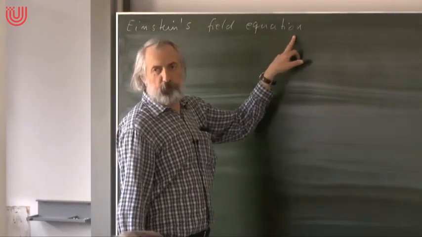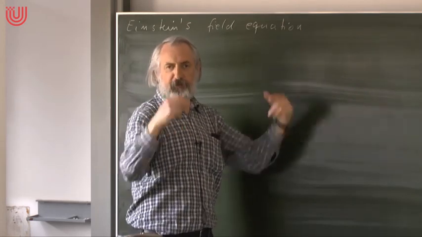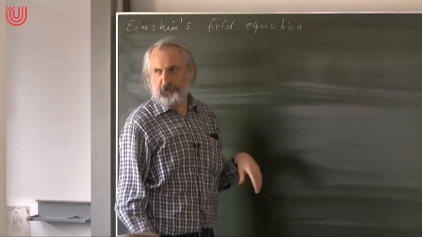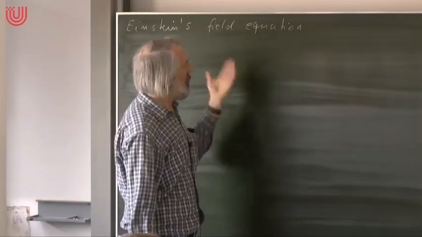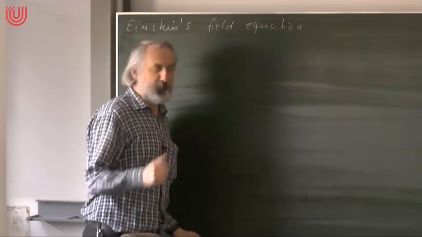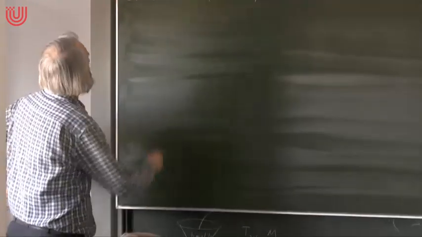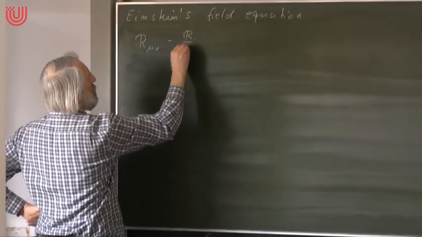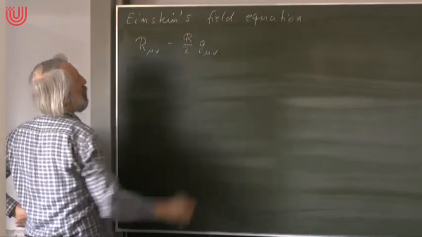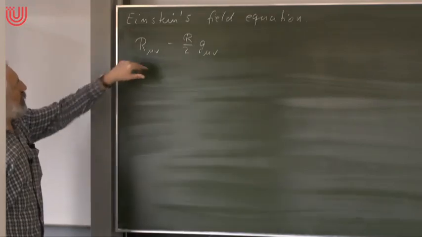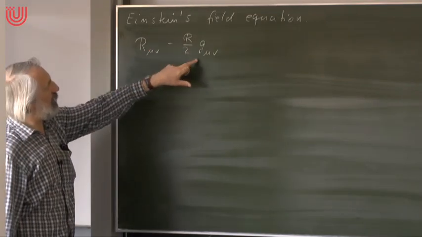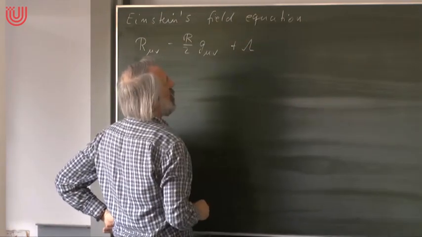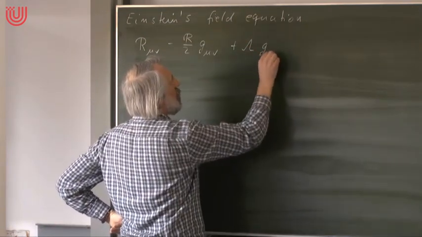These are the people who think in coordinates. You read the equation component by component, and then of course it's many equations, it's 10 equations. But for me it's just one tensor equation, so it's just one equation. Anyway, that's how it looks. So all these expressions I've already explained, that's the Ricci tensor, that's the Ricci scalar, and that's our metric. And now comes the constant lambda times g mu nu.